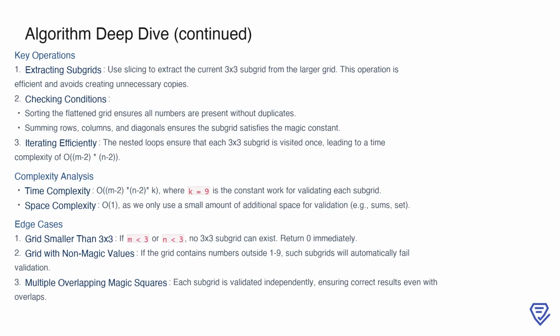set. A few edge cases to consider include grids smaller than 3 by 3, in which case no subgrid can exist and we immediately return 0. Grids containing numbers outside the range 1 to 9 will fail validation automatically. Finally, overlapping magic squares are handled correctly since each subgrid is validated independently, ensuring no double counting or missed cases.